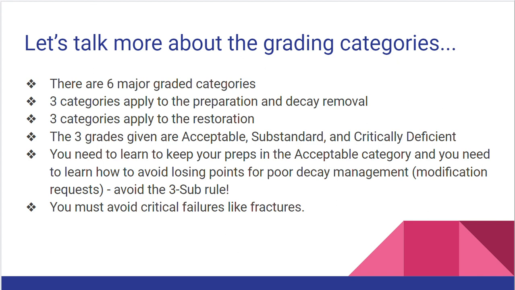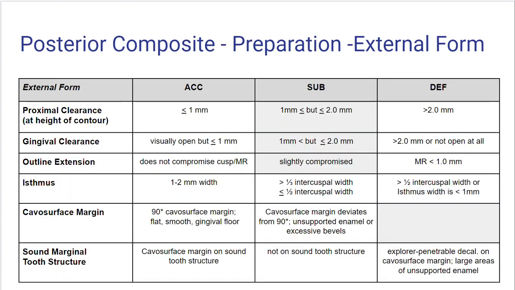There's also something called the 3 sub rule. And I'll show you what I mean as we walk through these categories. But basically, if you fall into this marginally substandard category in certain areas 3 times, then it's an automatic failure. So these are areas where if you just start to get really big on preps when it's not necessary, then it's a red flag. If it happens in these 3 different areas, or in a group of areas 3 different times, then things are out of control and you're not going to pass the exam. There's also some critical failures like fracturing the tooth and some other things that we can talk about later.